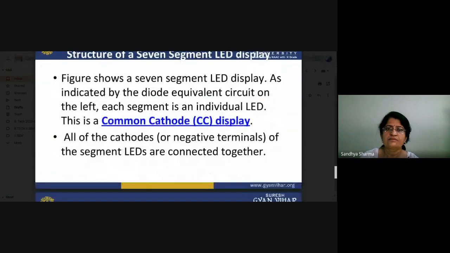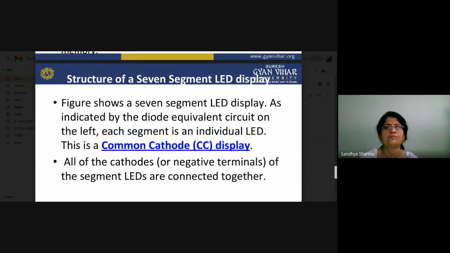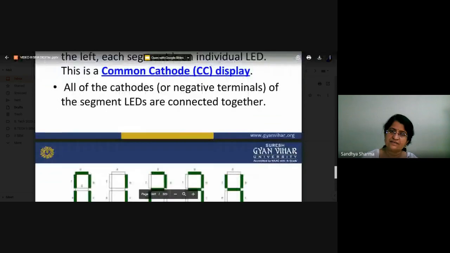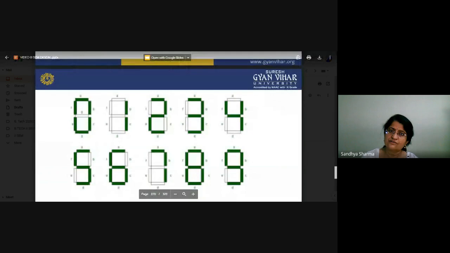So what about the basic structure? If we are talking about the basic structure of the 7-segment display, each segment is an individual LED, and it depends on how these LEDs are connected. We will see this in the diagram. You can see here, that is basically a digit. If you remove the G, it will look like a 0.